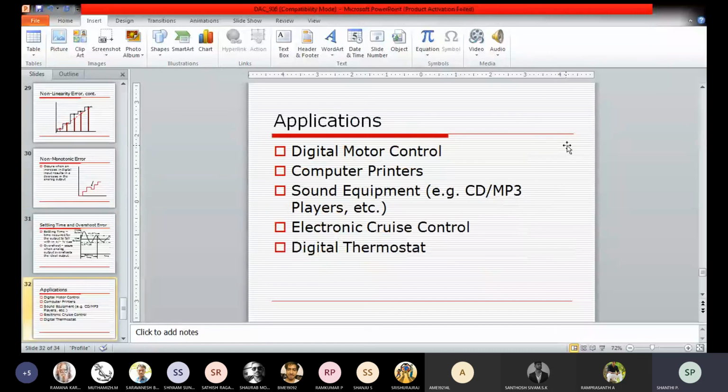What are the applications of digital to analog converters? Digital motor control, computer printers, sound equipment and players, electronic cruise control, digital thermostat, etc.